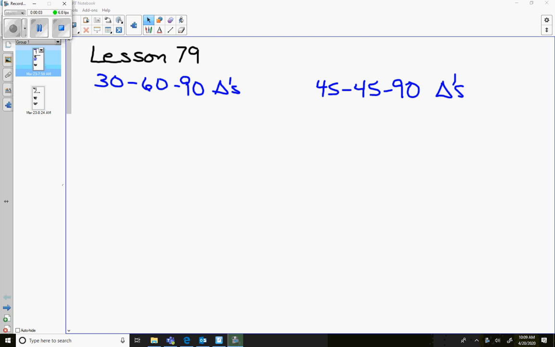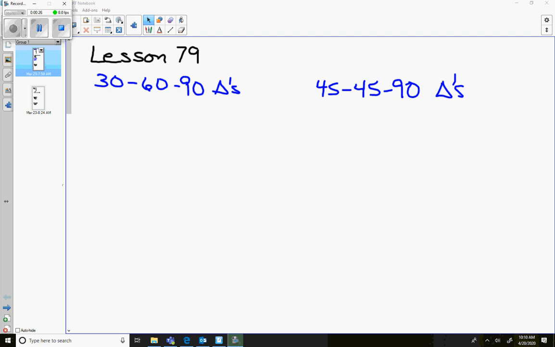Okay, today's lesson is lesson 79. This is a geometry review: 30, 60, 90 triangles and 45, 45, 90 triangles. It will also be day one next year in pre-cal. So, very important lesson.